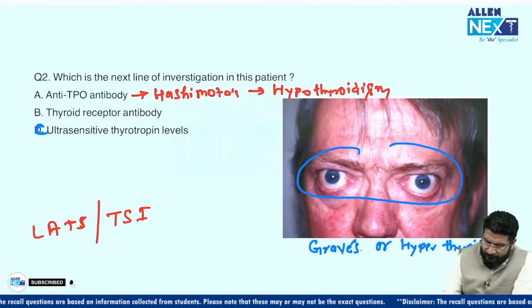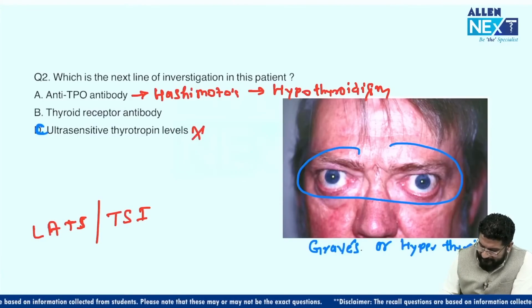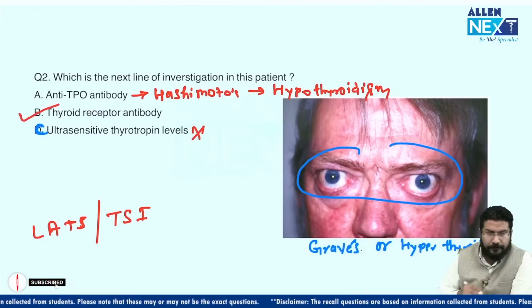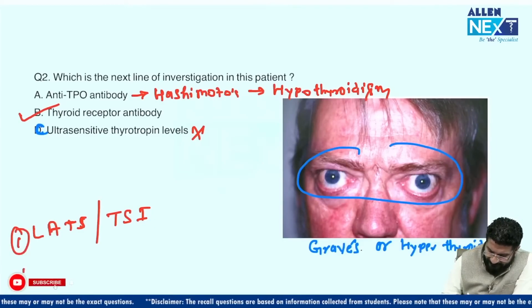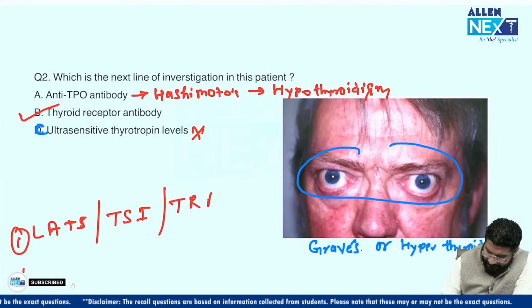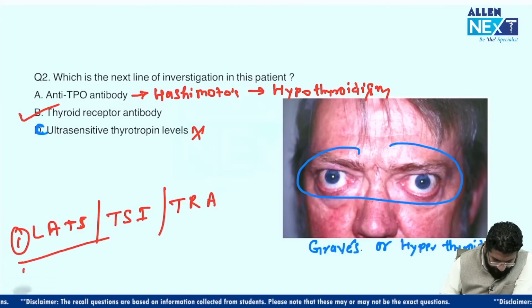Thyroid stimulating hormone levels we don't do to make a diagnosis of Graves' disease. So what is the answer here? We do thyroid receptor antibody. So the answer for this question is thyroid receptor antibody. We make a diagnosis by LATS, TSI or TRA, thyroid receptor antibody.